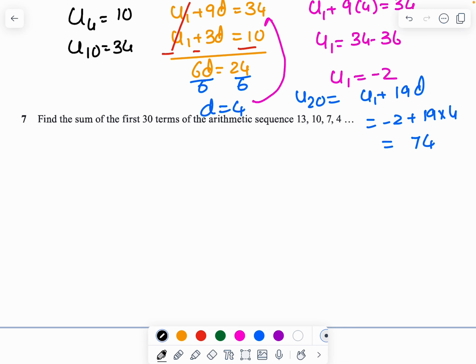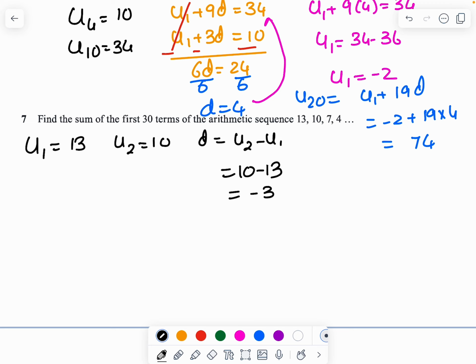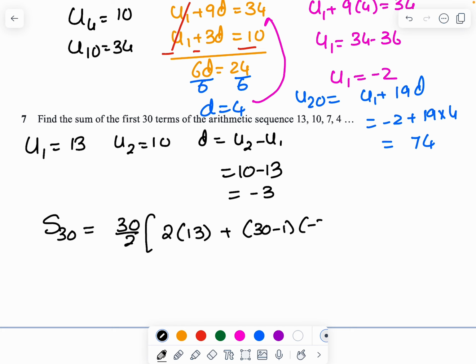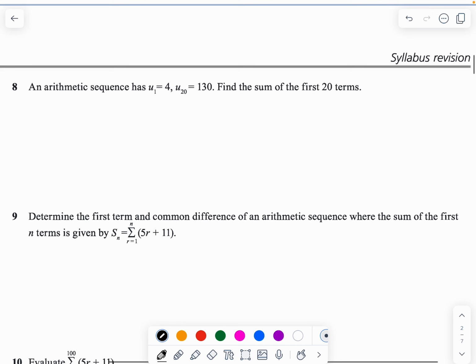Question number 7. The sum of the first 30 terms of the arithmetic sequence 13, 10, 7, 4. So U1 equals 13, U2 equals 10. The common difference is U2 minus U1, which is 10 minus 13, which is negative 3. What is he asking? The sum to 30 terms, S30. S30 equals 30 upon 2 times 2u1 plus 30 minus 1 times d, where d is negative 3. Simplify by calculator, and you should get minus 915.